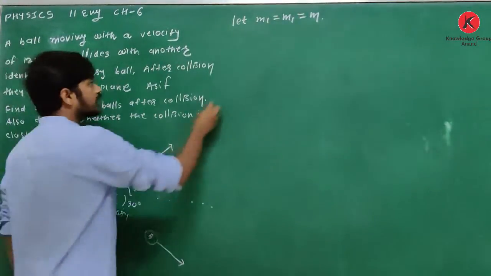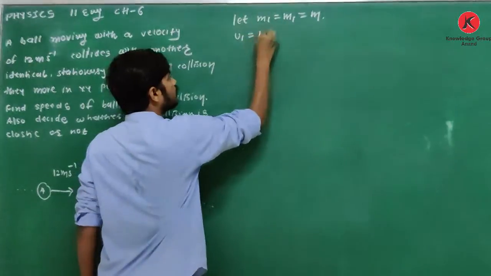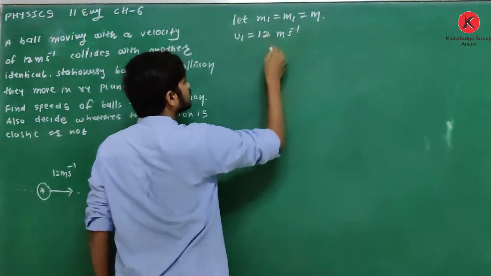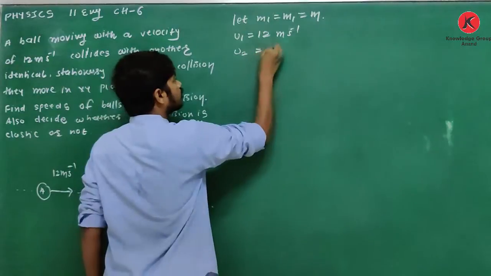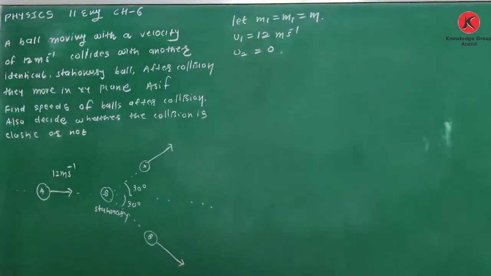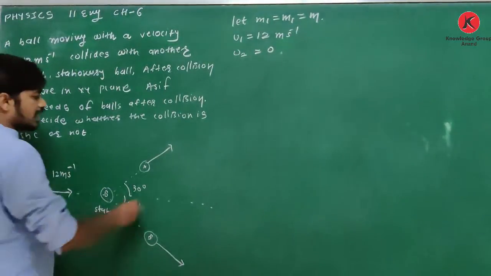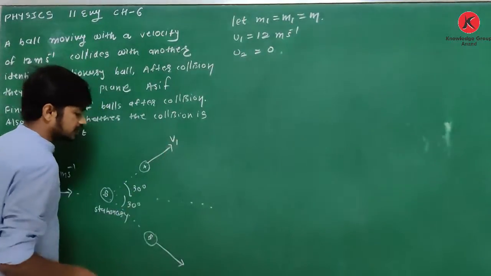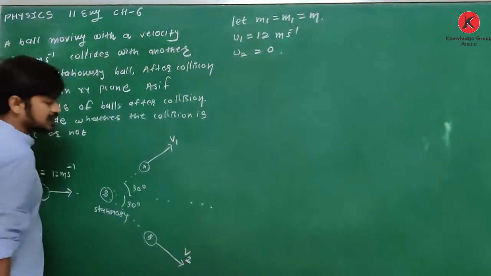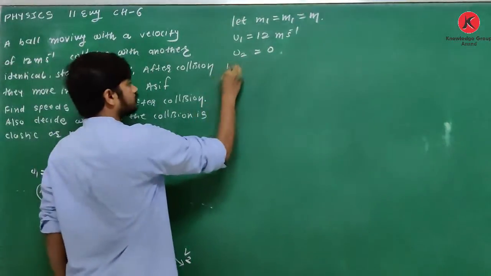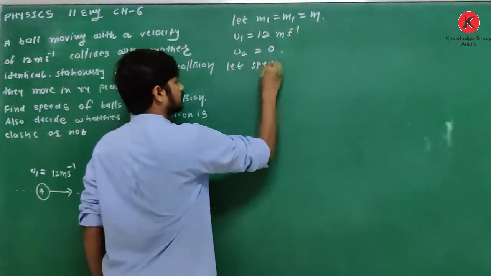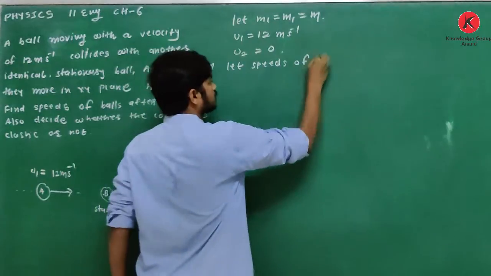So what is the data? u1 is equal to 12 meter per second and u2 is equal to 0. Clear about this? You have to find the speeds of the balls after collision. I am assuming that the speed of this ball after collision is v1 and the speed of this ball after collision is v2.